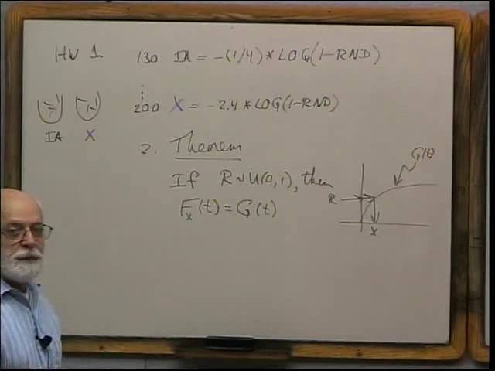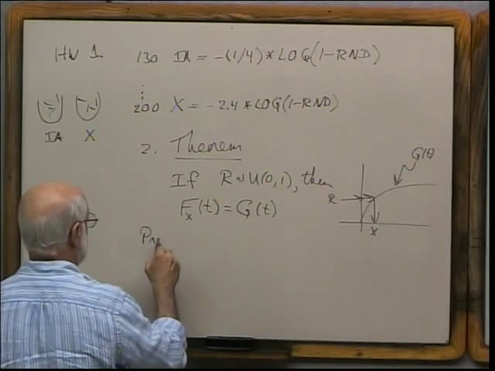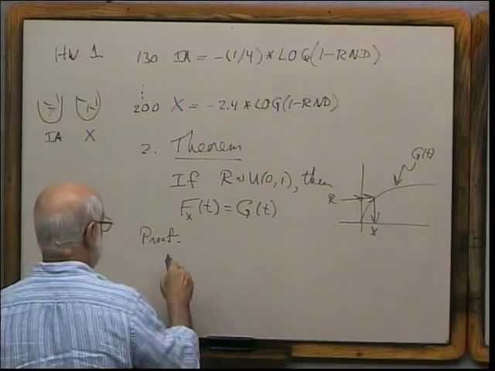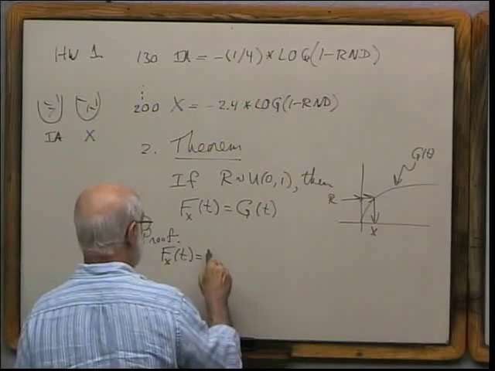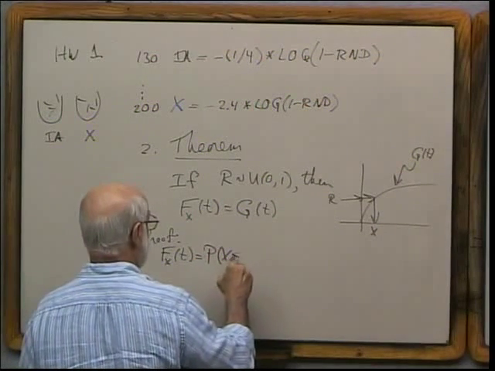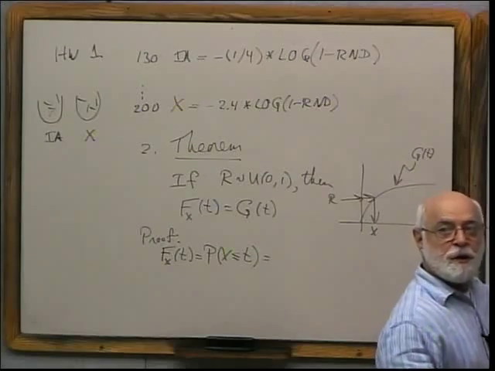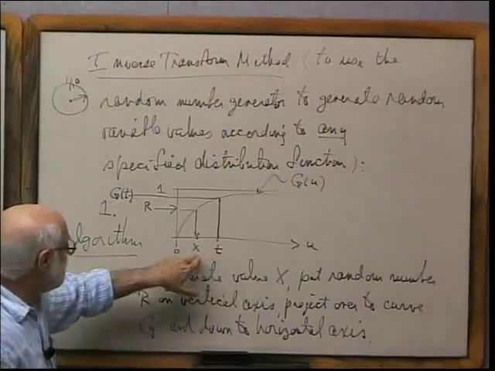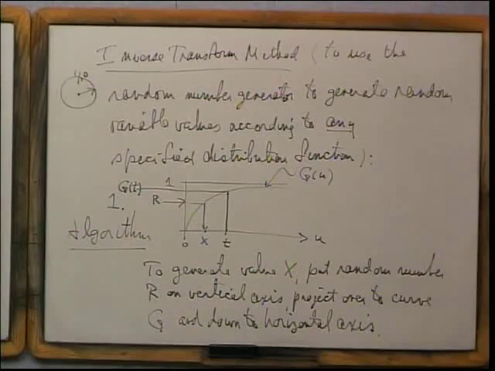Okay, so why is that? This is really simple. Here's my proof. The first thing I'm trying to do is calculate the distribution function of X evaluated at t. By definition, that's the probability that X is less than or equal to t. If you look at this diagram, you can see that if X is less than or equal to t, then R must be less than or equal to G of t. So the probability that X is less than or equal to t is the probability that R is less than or equal to G of t.